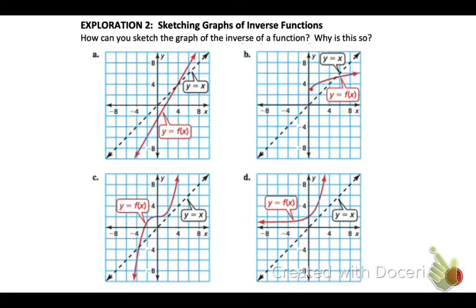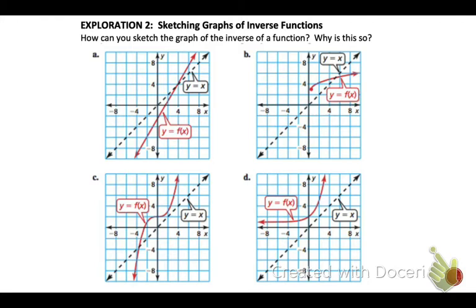Look at exploration 2. So now you're going to be given a graph of a function, and then you need to create the graph of its inverse. And so this is just a fun little graphing thing where you're just going to reflect it over that line y = x. So you can do that just by eyeballing it. You can also find a point.